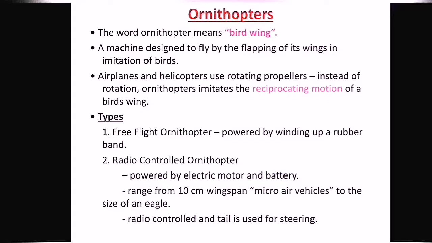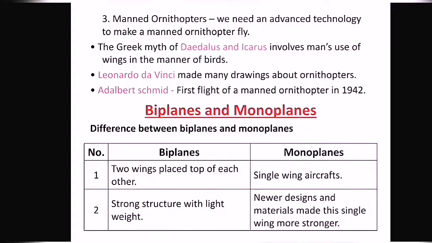Its wingspan ranges from 10 cm to the size of an eagle. That is micro air vehicles, called micro air vehicles. It is controlled by radio and the tail portion is used for steering. And then the third type is manned ornithopters. To give a successful flight to this manned ornithopter, we still need an advanced technology.